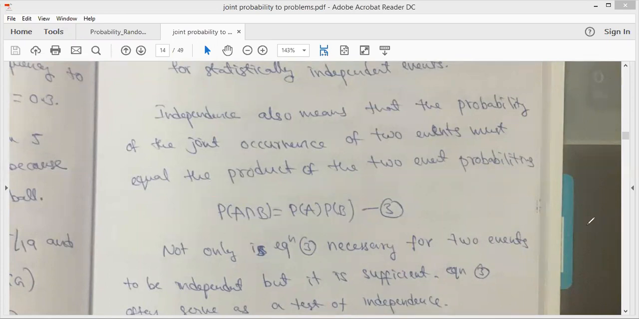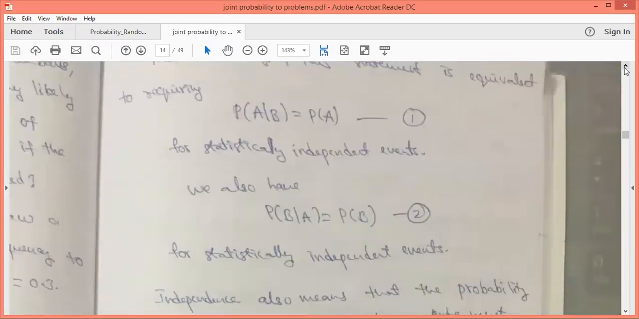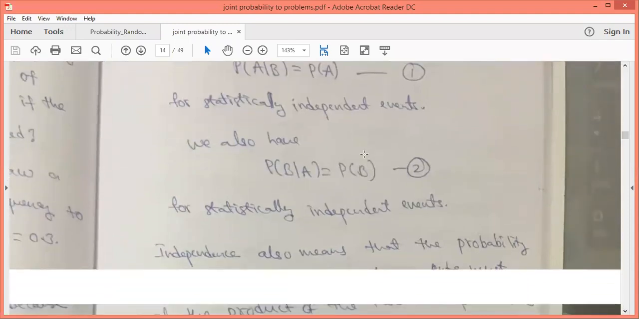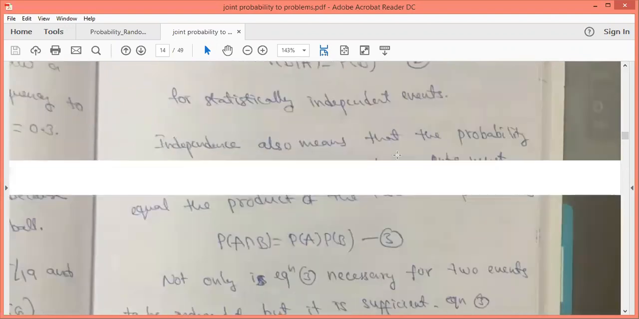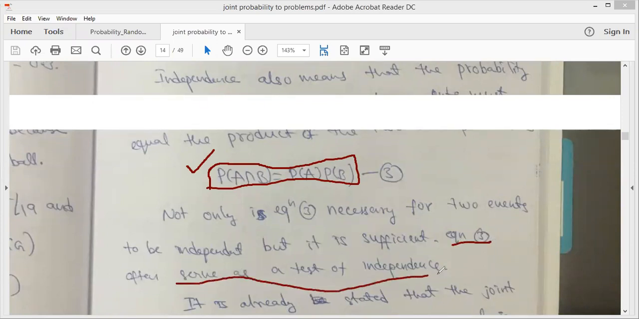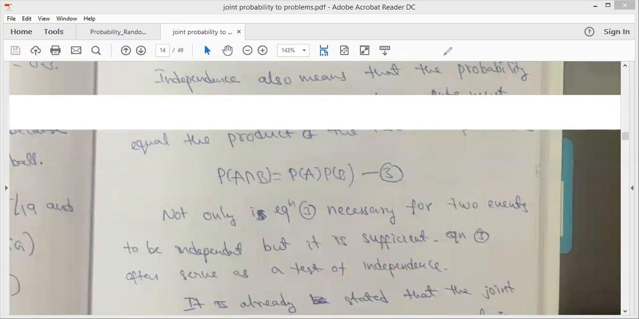The conditions 1, 2, 3. In these conditions, either equation 1 or 2 or 3 should be satisfied. If these equations are satisfied, then we say that the events are statistically independent. Here equation 3 particularly is used to test the independence. If this equation is satisfied, then we say that these two events are statistically independent. So equation 3 serves as the test of independence, and usually we use equation 3 to test the independence.